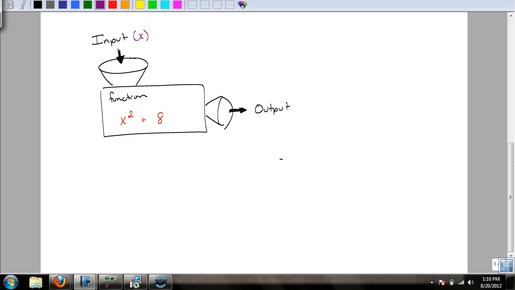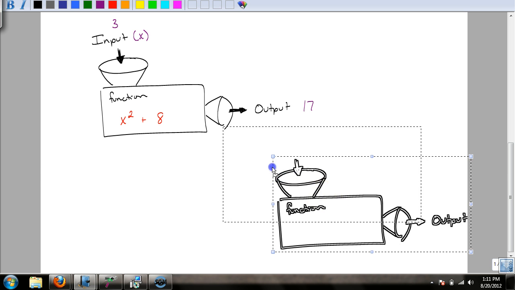So for this particular example, our function is represented by x squared plus 8. So if I input, let's say, 3 into this function, this is telling us that we're going to square our input and add 8. So I'm going to square the 3, which is 9, adding 8 gives me 17. Okay, simple review of what a function is.